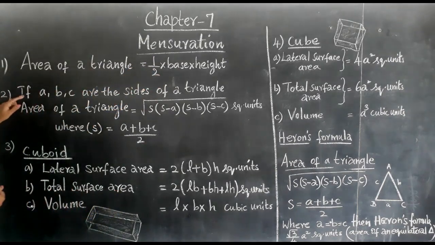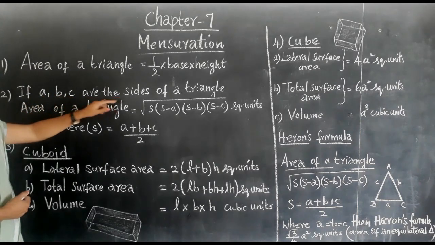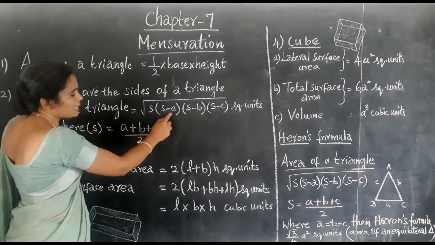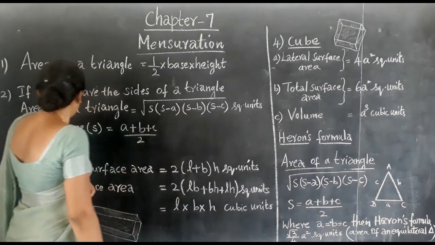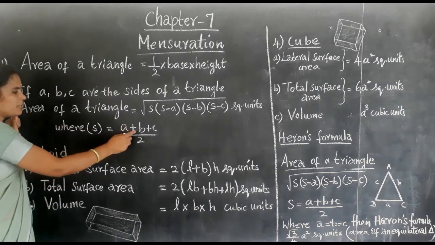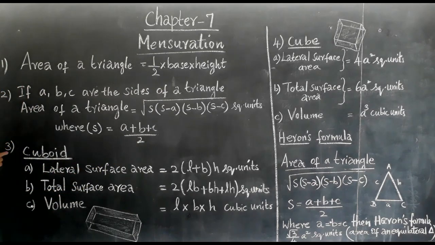And if A, B and C are the sides of a triangle, then the area of a triangle will be square root of S into S minus A, S minus B, S minus C square units, where S is equal to the sum of the sides A plus B plus C divided by 2. Okay, and the third one is cuboid.